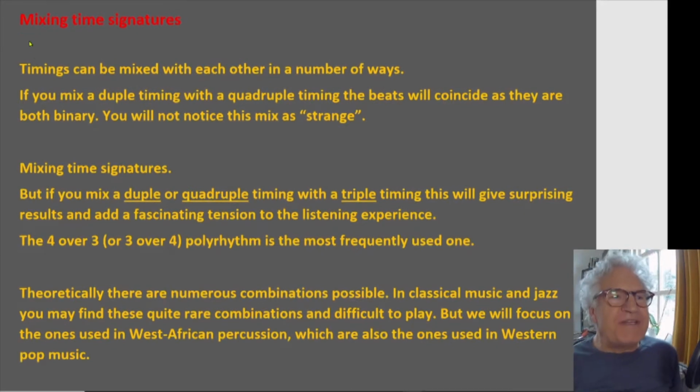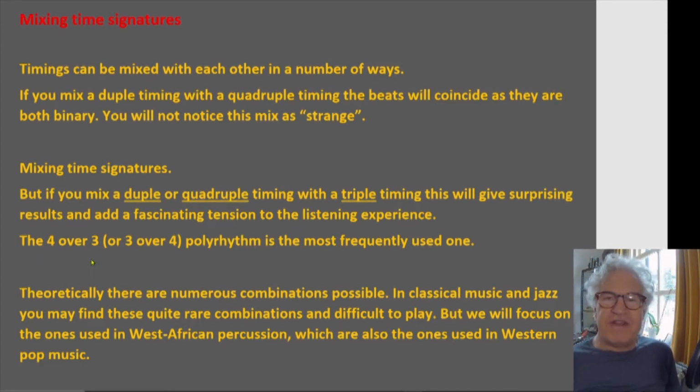Let's talk about mixing time signatures. Timings can be mixed with each other in a number of ways. If you mix a duple timing with a quadruple timing, the beats will coincide as they are both binary. You will not notice this mix as strange in any way. But if you mix a duple or quadruple timing with a triple timing, this will give surprising results and add a fascinating tension to the listening experience.